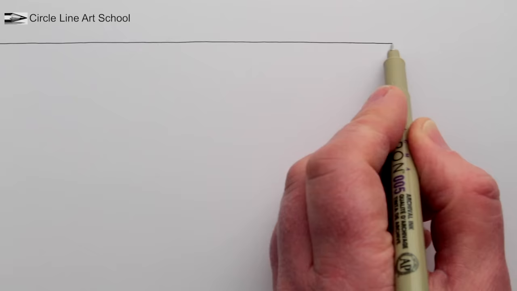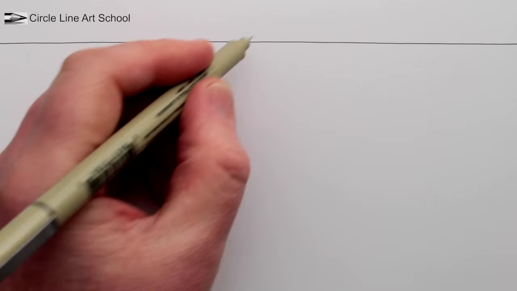Start by drawing a horizon line towards the top of your paper. Next, draw a vanishing point in the center of this horizon line. The vanishing point is where all parallel lines that recede will look like they end up.